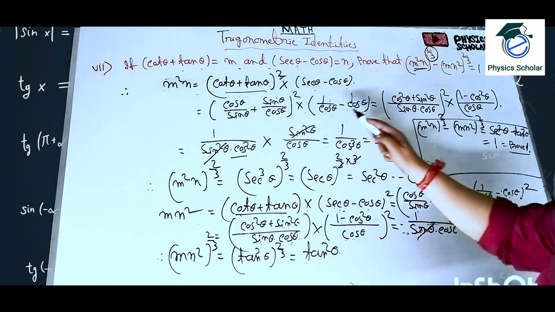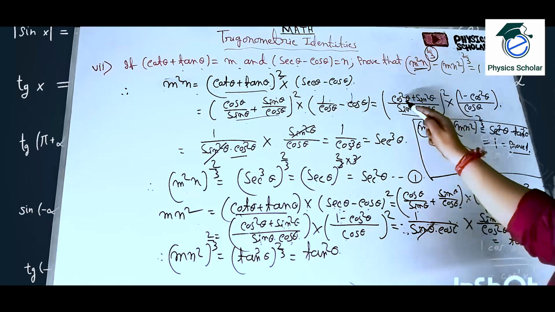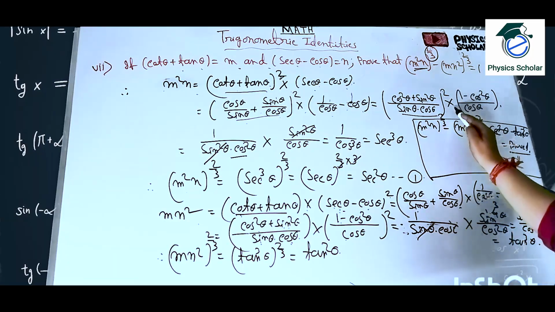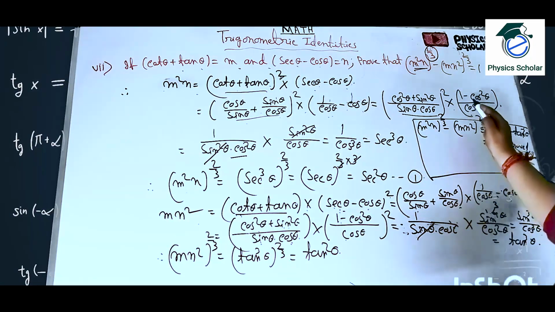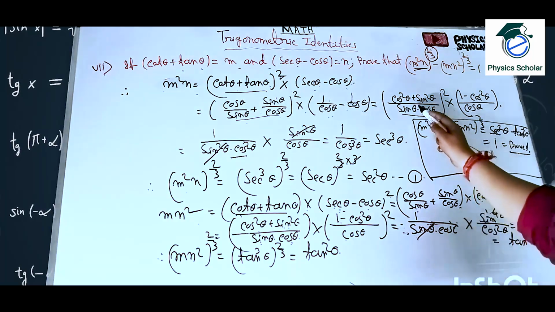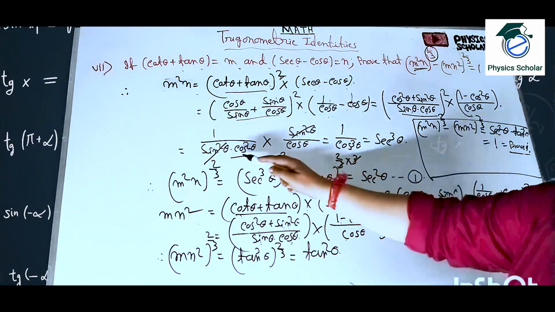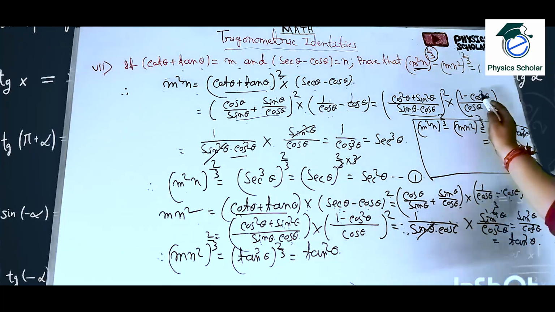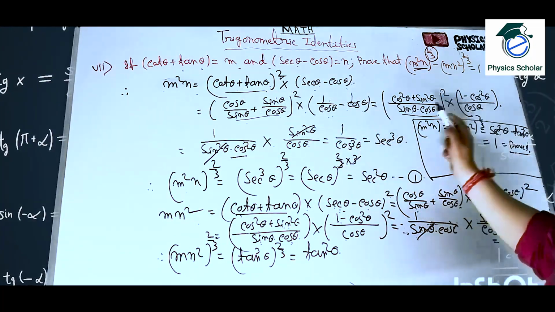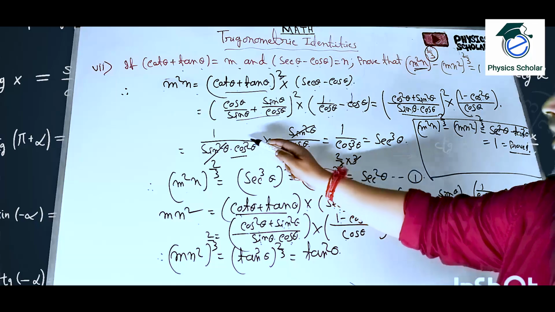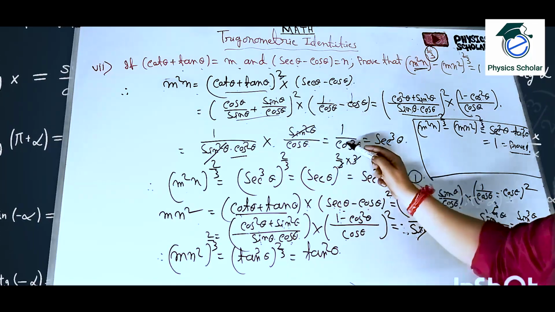Clear? Now here sin theta cos theta will be the LCM. So sin square theta plus cos square theta, whole square, into cos theta will be the LCM, so 1 minus cos square theta. Sin square theta plus cos square theta means 1, divided by, as it is square, sin square theta into cos square theta, into 1 minus cos square theta, which means sin square theta, divided by cos theta. So this will be cancelled. So 1 by cos square theta into 1 by cos means 1 by cos cube theta.